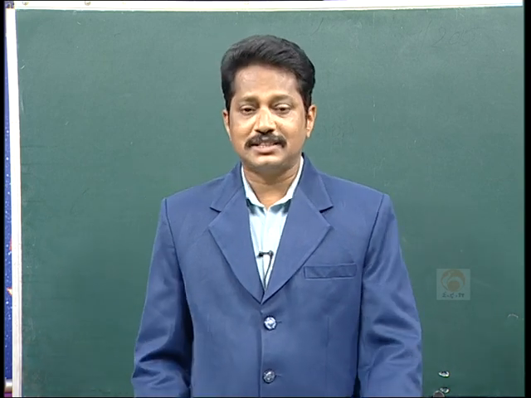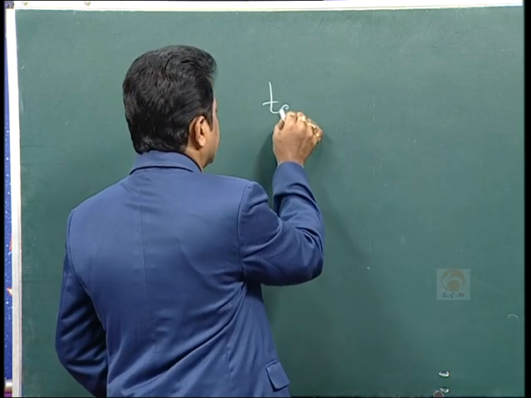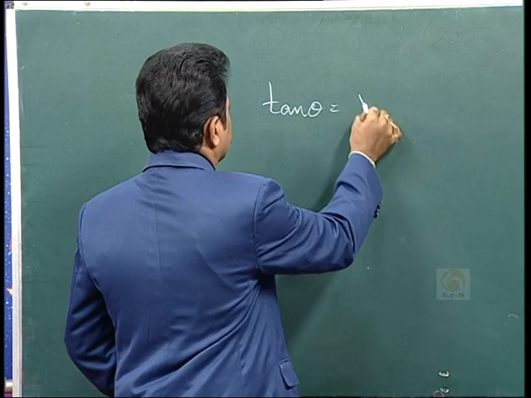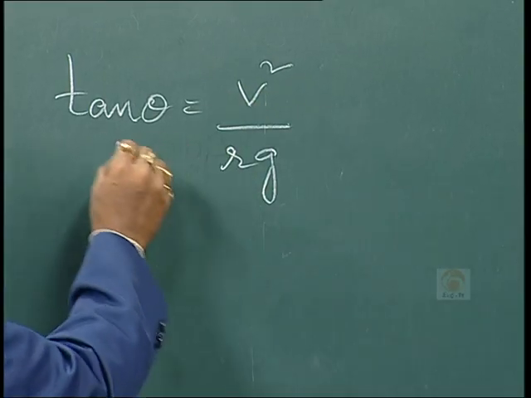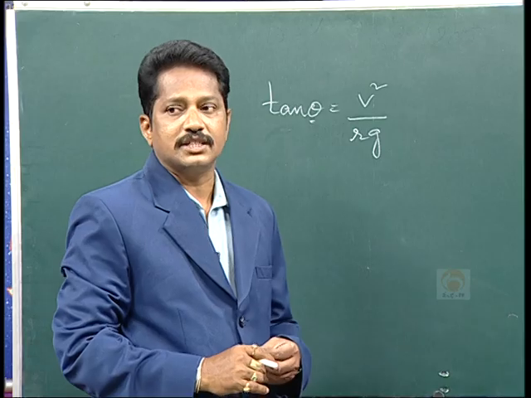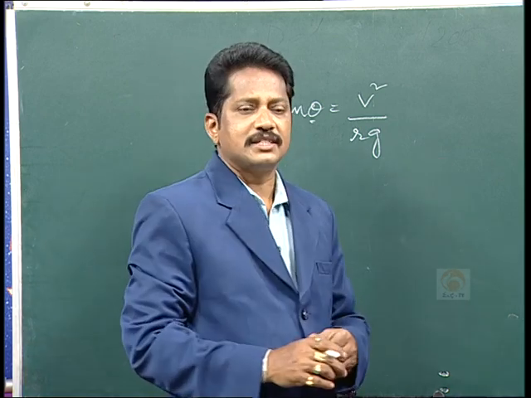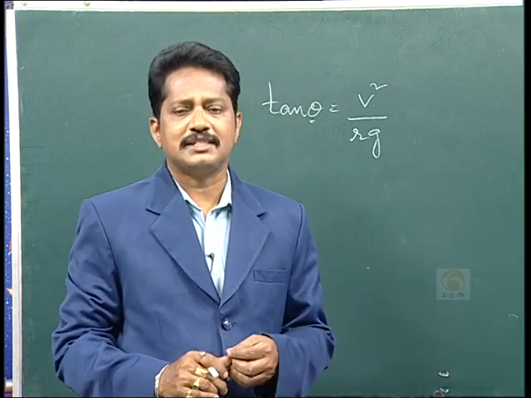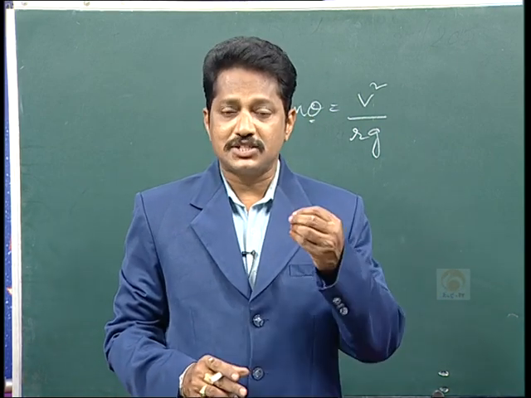The formula you know, which is very important, is tan theta equal to v square by rg. This theta is called the angle of banking. Tan theta is equal to v square by rg. Very clear? From this you can understand so many concepts. When you travel in a curved path, the velocity should be less.